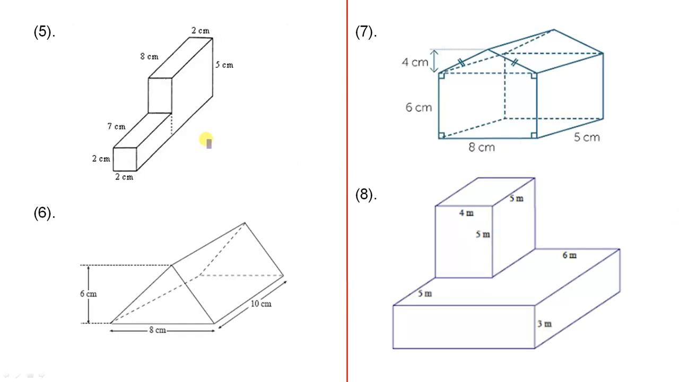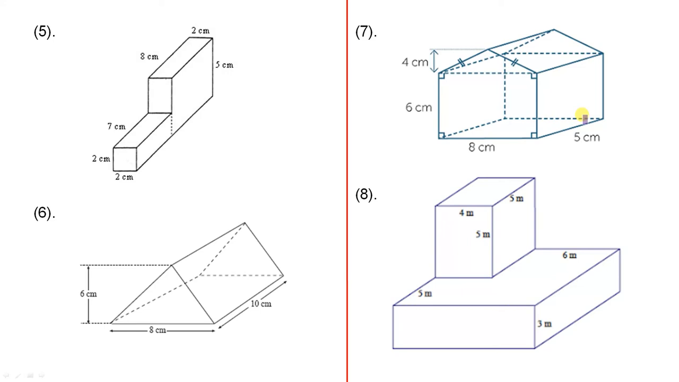And it's very similar here. It's already been divided for you here, so you just find the volume of that section, the volume of that section, and add them up. Here we have another triangular prism. So there's the base of the triangle, and that's the perpendicular height.